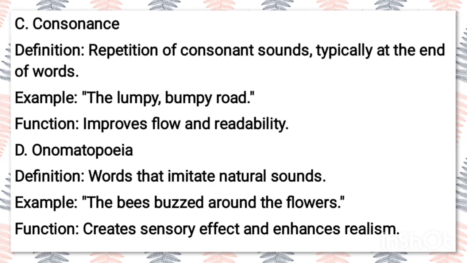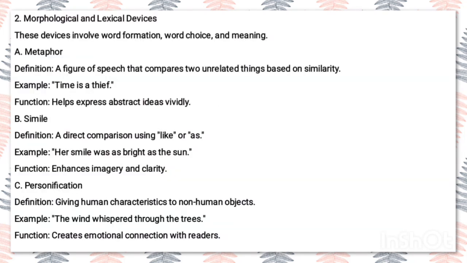Next one, onomatopoeia. It means words that imitate natural sounds. For example, the bees buzzed around the flowers. Onomatopoeia helps create a sensory experience for the reader, making the descriptions more vivid and real. Next one is metaphorical and lexical devices.